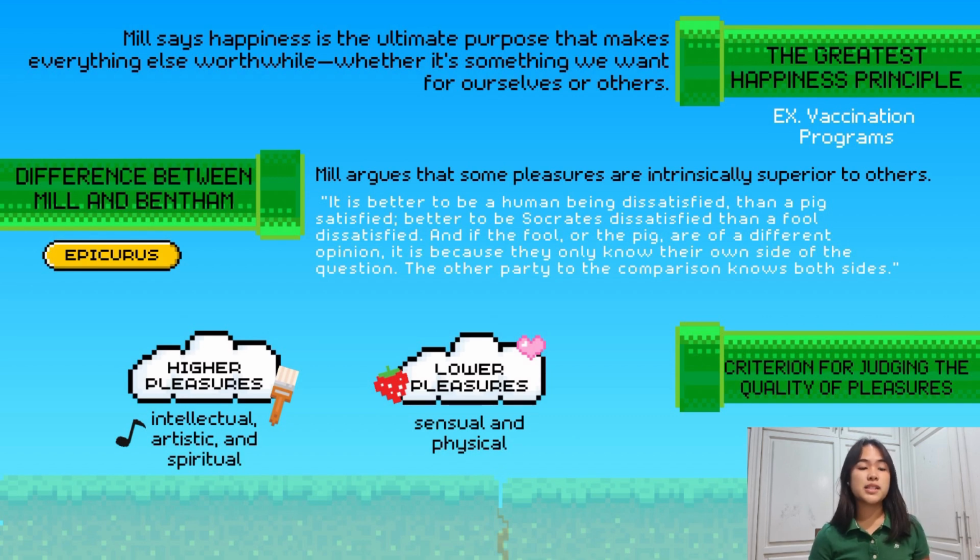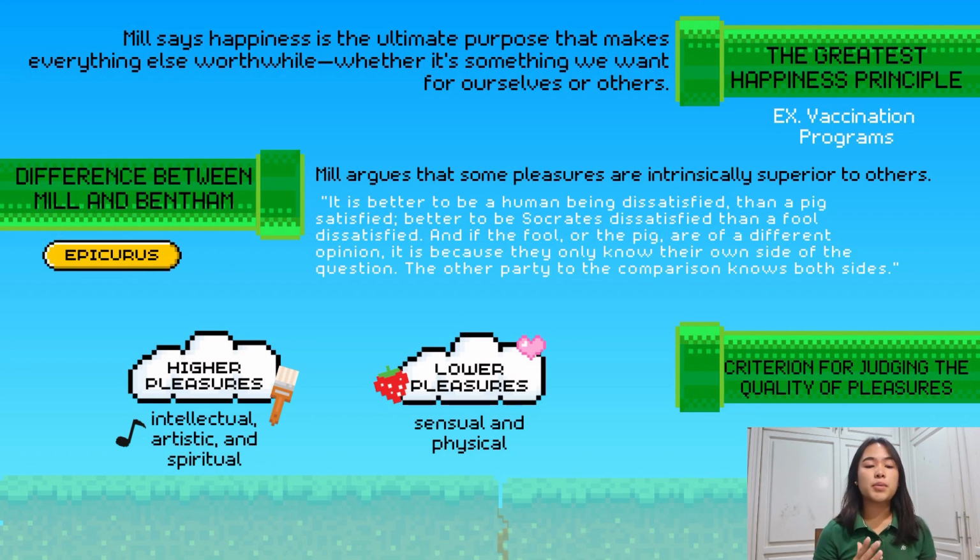Now this passage means that it is better to be an intelligent, thoughtful person who is sometimes unhappy than to be a simple-minded creature who is always happy, because a thoughtful life offers a richer understanding of the world. Mill is saying that even if a pig or a fool might disagree, that's only because they don't understand what a deeper, more complex life feels like.